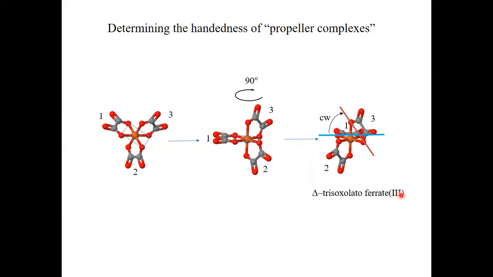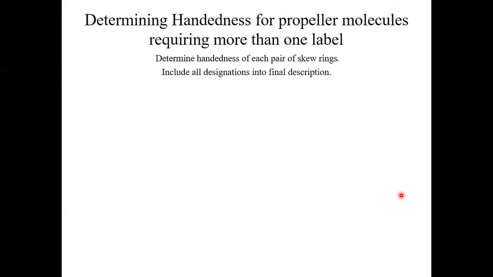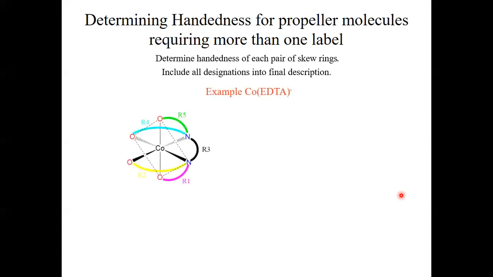All right. So now one can also apply the same principle to more complex examples. There are also complexes that have multiple rings and require more than one label, delta or lambda. So here's one example. In this case, you need to determine the handedness of each pair of skew rings, and then include all the designations to define the description.